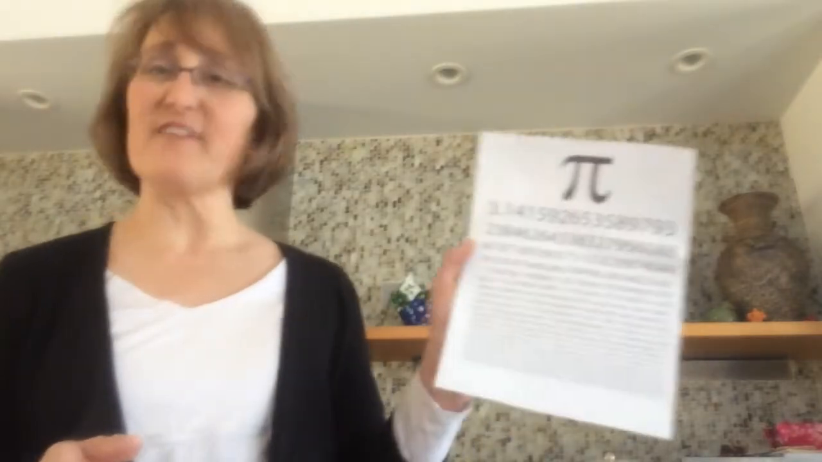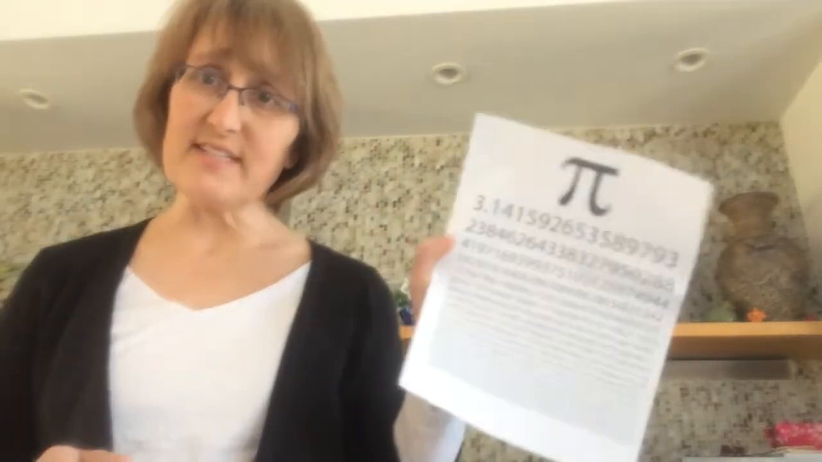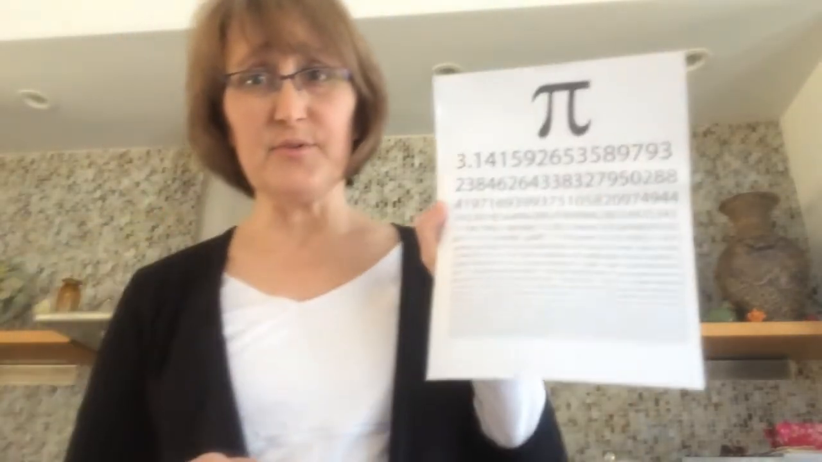So, you know in math that you've learned that circumference of a circle is determined by 2 pi r. We are going to use pi, 3.141592653. I'm going to attach this to your lesson, and you're going to use pi to make a cityscape today.